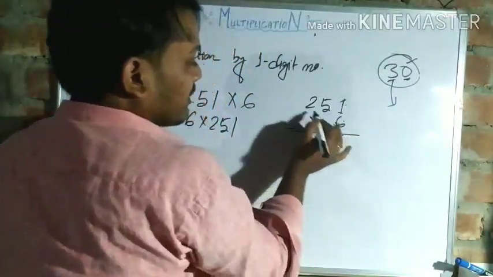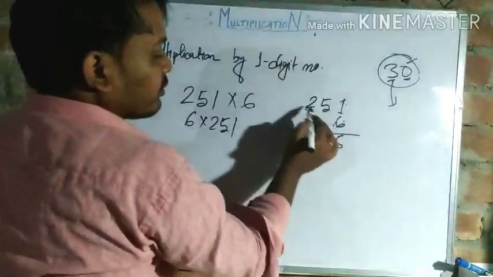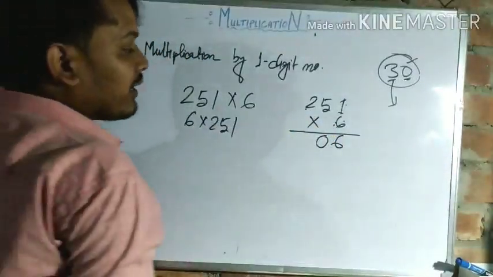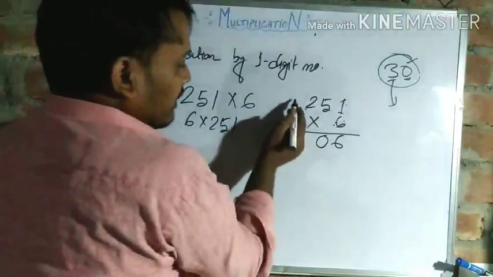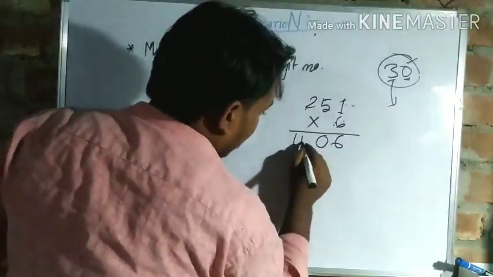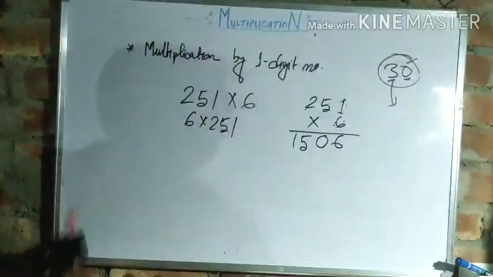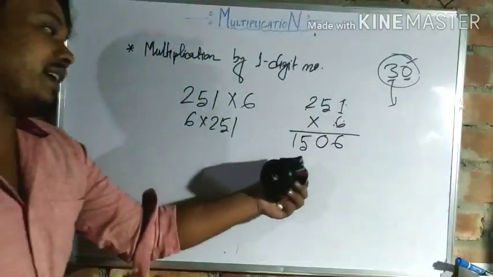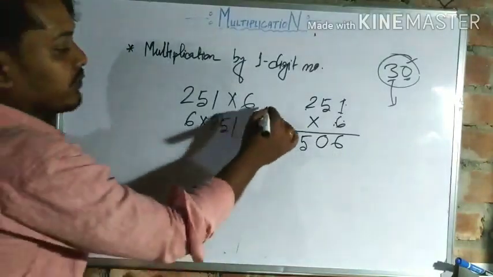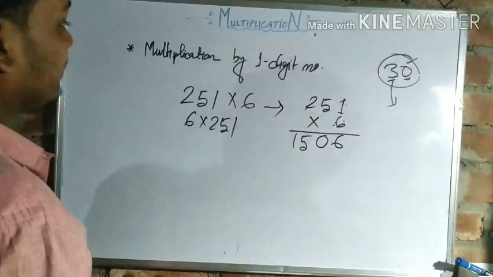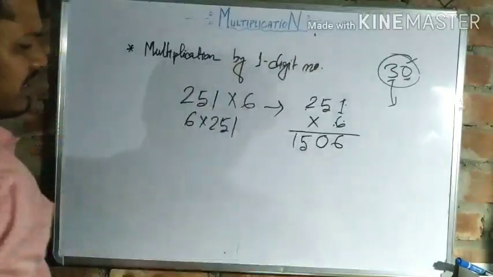Next multiply 6 with 2. So 6 twos, or 2 sixes, are 12, and carry 3. 12 and 3 is 15, and there is no other number. So write 15. So 1506 is the result. In this way we multiply by a one digit number.